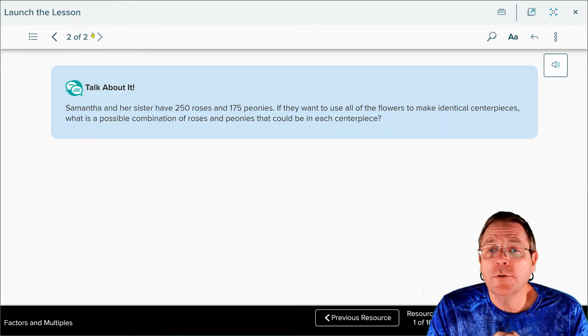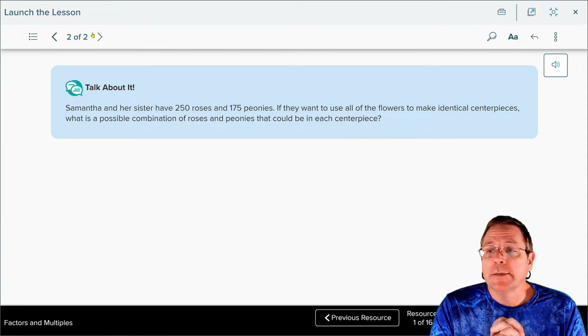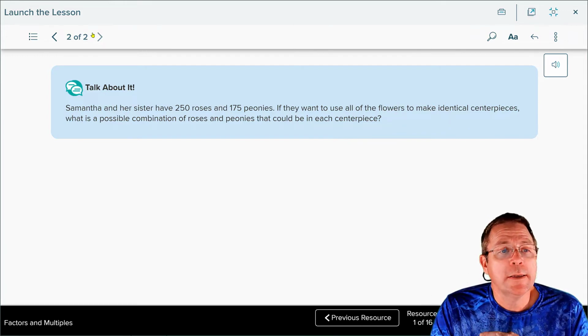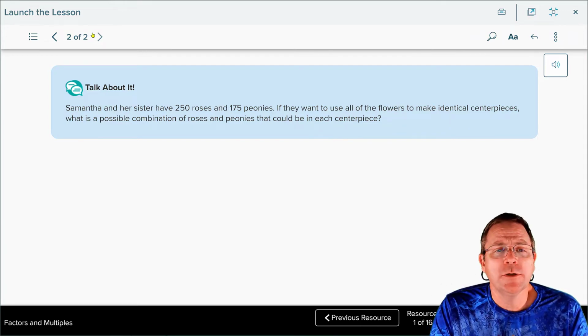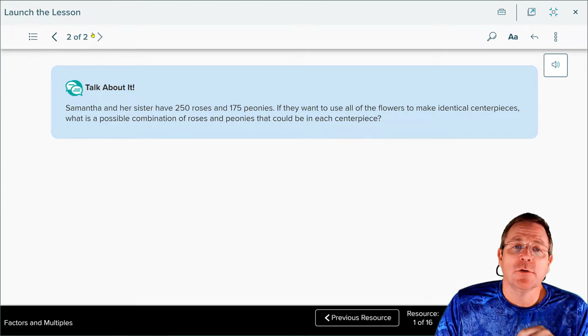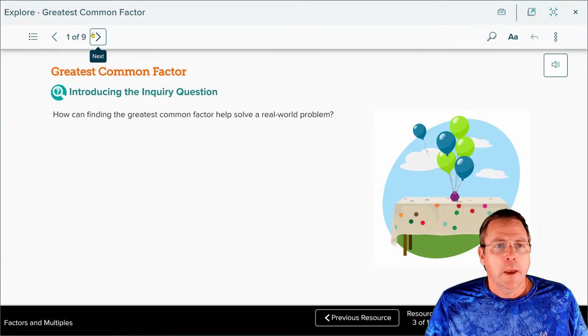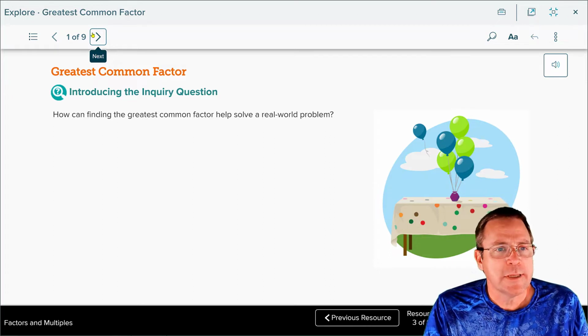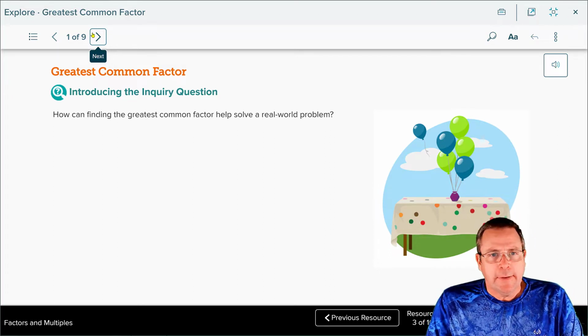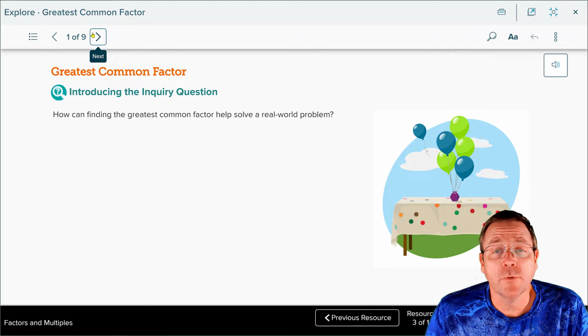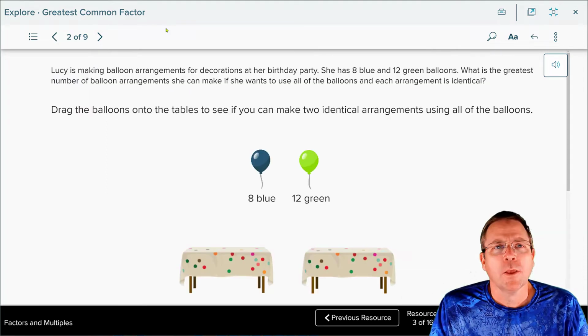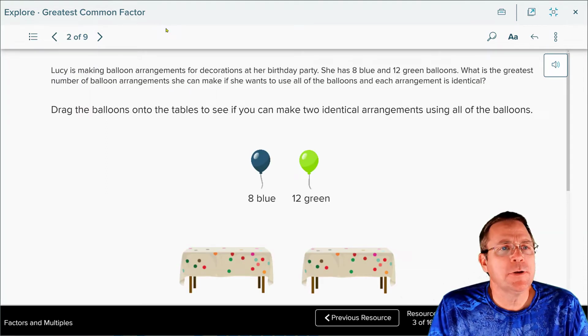If they want to use all the flowers to make identical centerpieces, what are all the possible combinations of roses and peonies that could be used in each centerpiece? These are the kind of things we're going to be learning about in this lesson. Our inquiry question says, how can finding the greatest common factor help to solve real-world problems? Well, let's dig into it.